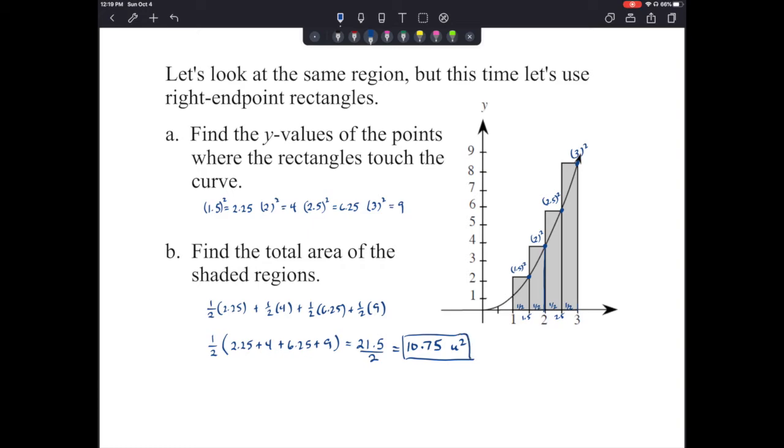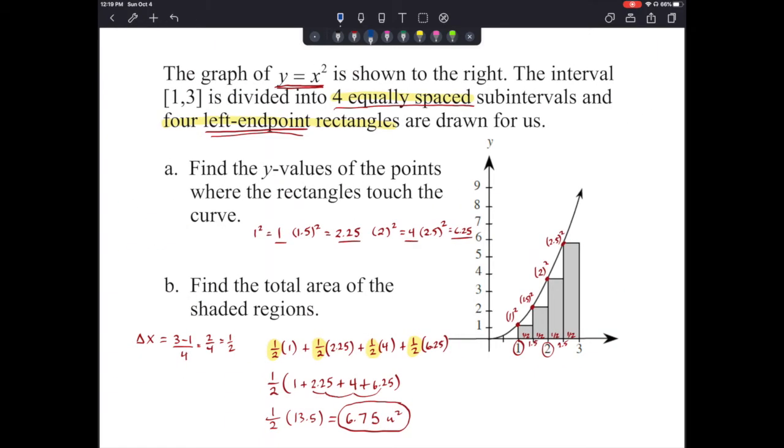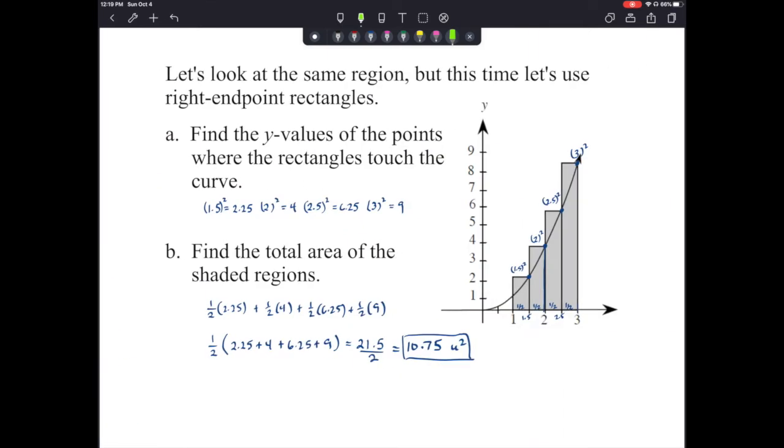Okay, so slightly more than the last one, right? That one was 6.75, but we know that one was going to be less, because we've got space missing. This one, we know it's going to be a little bit more because each of our rectangles goes across our curve. So it's not just the area under the curve, there's a little bit of additional.